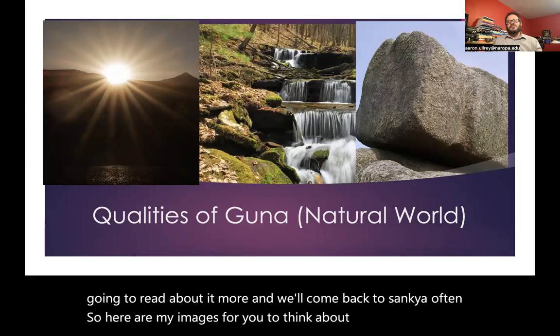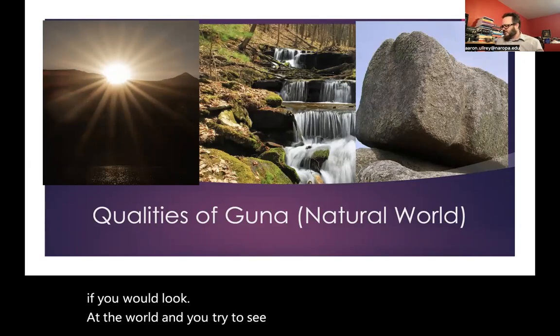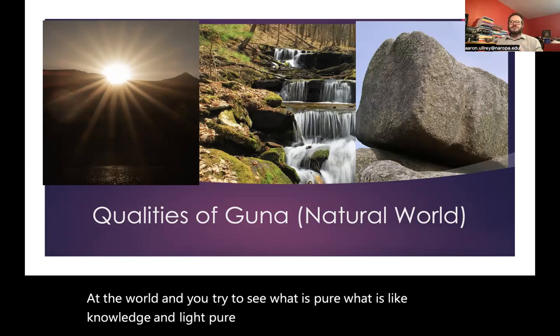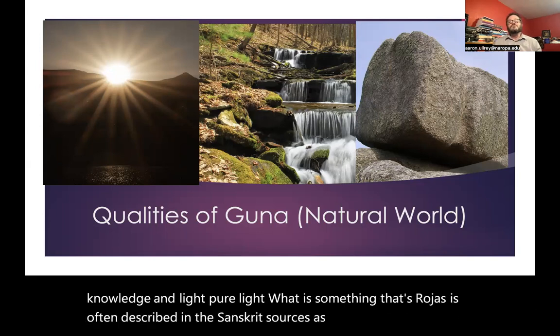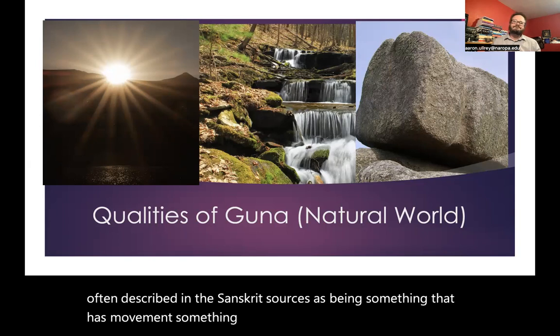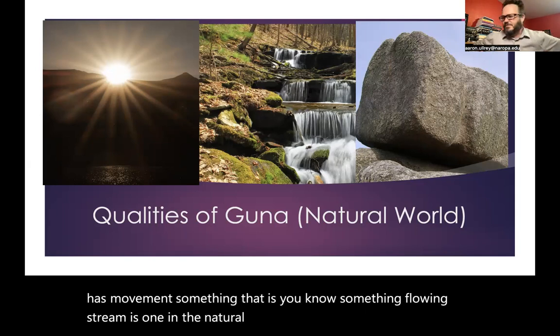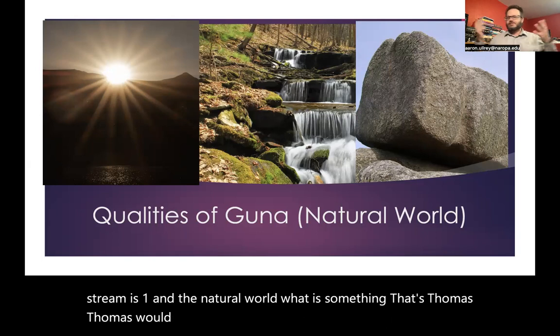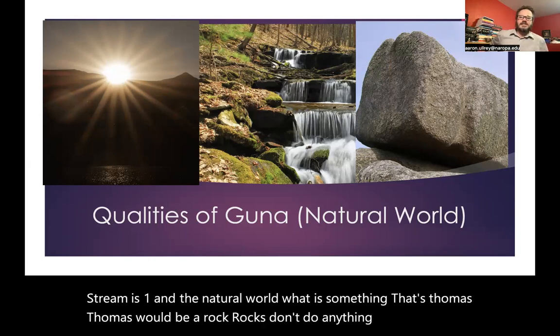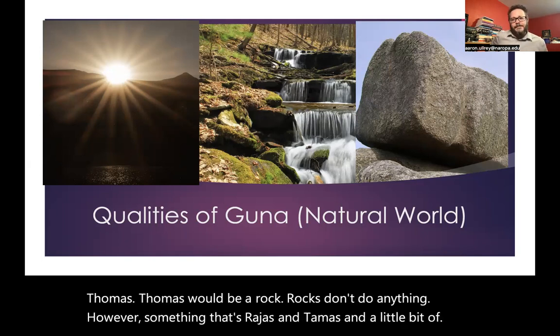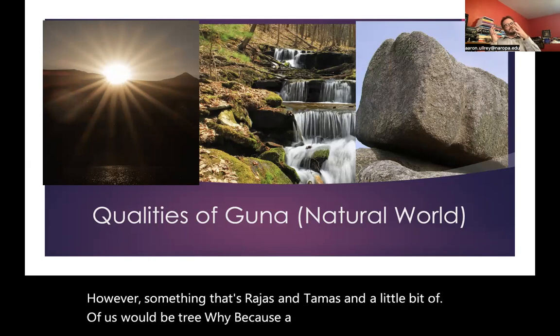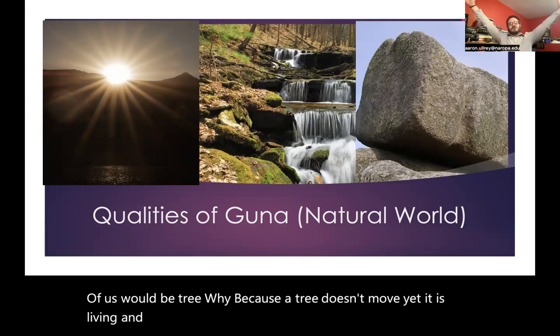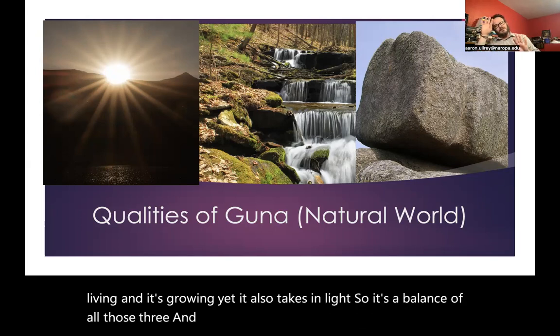So if you would look at the world and you would try to see what is pure, what is like knowledge and light, pure light. What is something that's rajas is often described in the Sanskrit sources as being something that has movement, a flowing stream is one. In the natural world, what is something that's tamas? Tamas would be a rock. Rocks don't do anything. However, something that's rajas and tamas and a little bit of sattva would be a tree. Why? Because a tree doesn't move, yet it is living and it's growing, yet it also takes in light. So it's a balance of all those three, and it's probably more tamas than rajas.